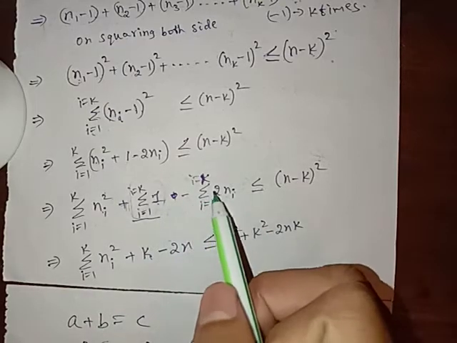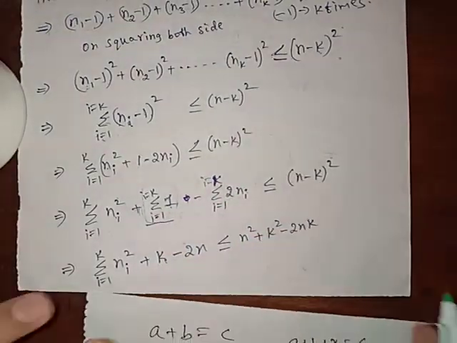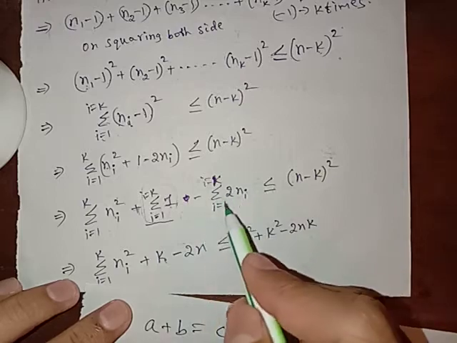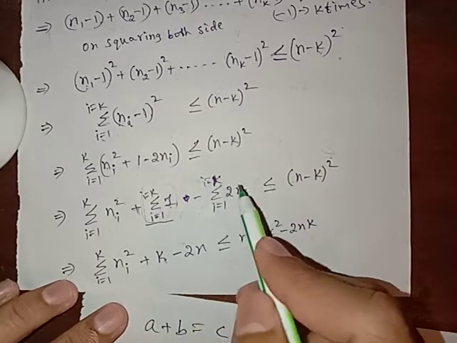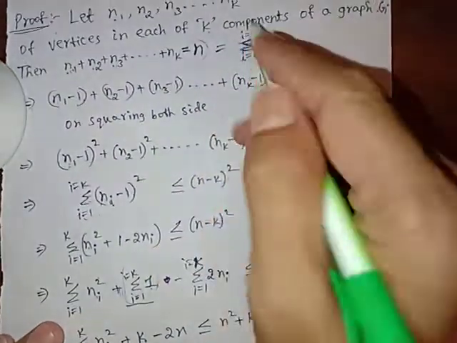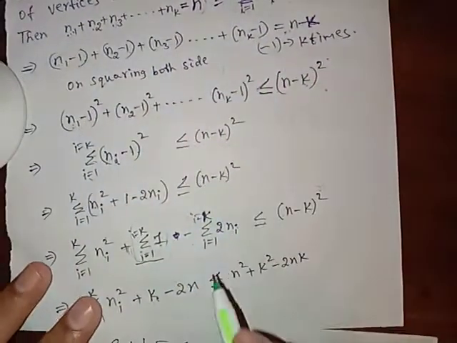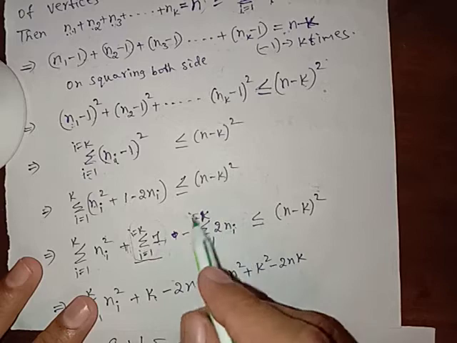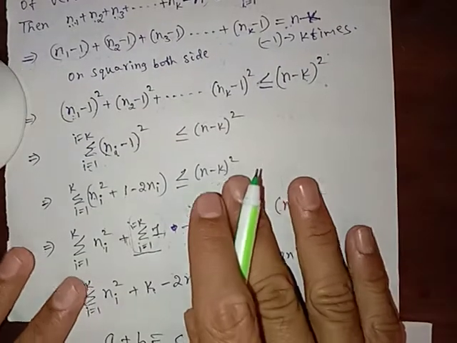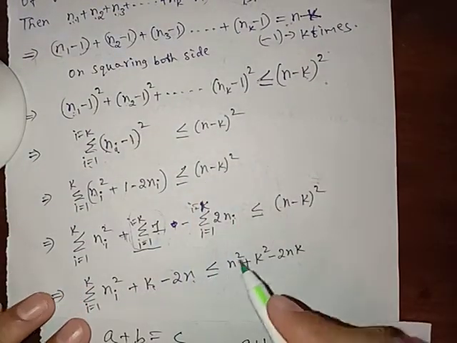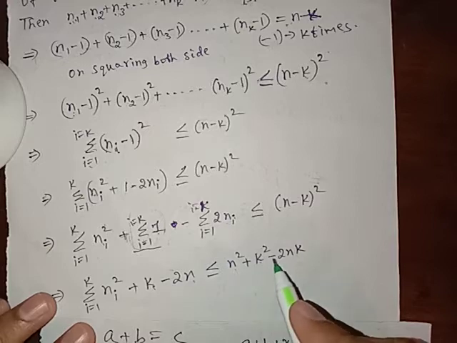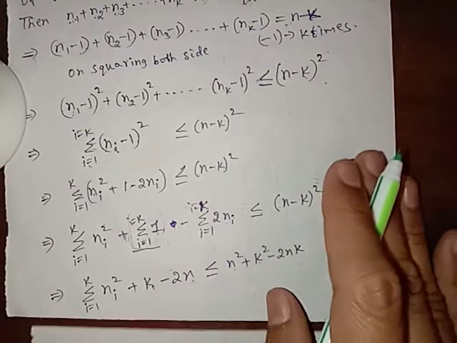Minus, we can take 2 out here. What is the summation of i equals 1 to k of ni? I denote this as this. So we can write the value of this one as 2n. It is less than or equal to n square plus k square minus 2nk.